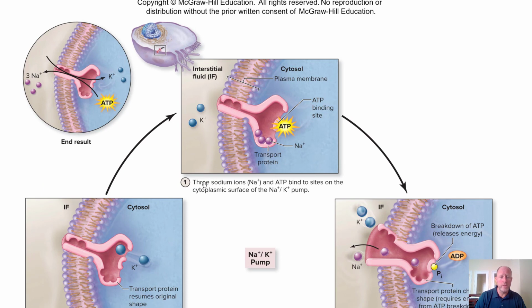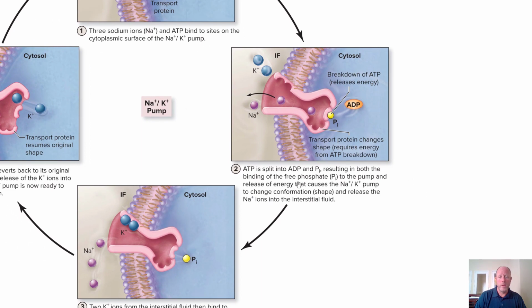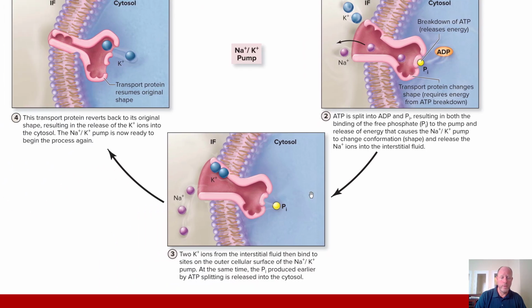Starting here with step 1 of this process, we have essentially 3 sodium ions and the ATP bind to the sites on the cytoplasmic surface of the sodium-potassium pump. And then the ATP is split into ADP and the phosphate, and that results in both the binding of the free phosphate to the pump itself and the release of energy, which causes the sodium-potassium pump to change conformation, change its shape, and release the sodium ions into the interstitial fluid outside the cell.